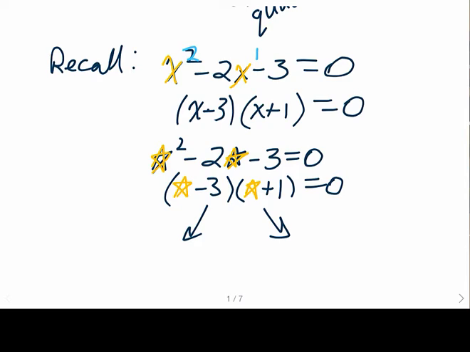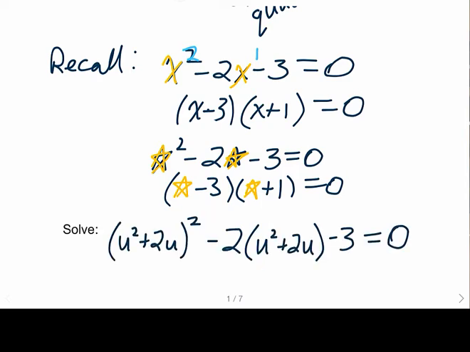Well, let's look at our first example, which is solve the quantity u squared plus 2u, squared, minus 2 times the quantity of u squared plus 2u, minus 3 is equal to 0. What I'm noticing is there's an expression that's appearing. The first time it appears, it's got an exponent of 2. The second time, I don't see an exponent, so it's understood to be 1. In other words, this is quadratic in form. The first exponent is exactly double the second exponent.